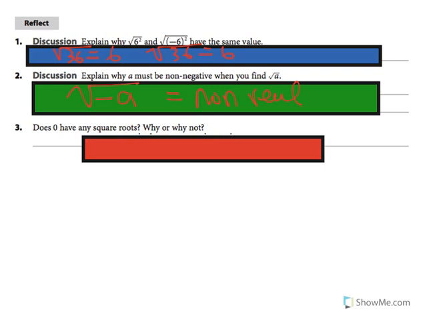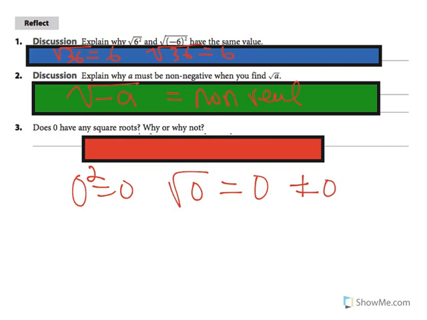For number 3, does 0 have any square root? Explain why or why not. Well, 0 squared is still 0, so square root of 0 is always 0. So yes, 0 does have a square root. And plus or minus 0 is still 0.